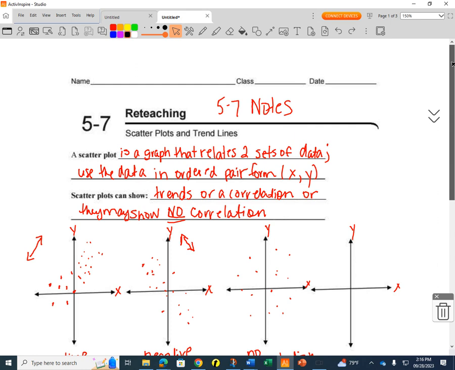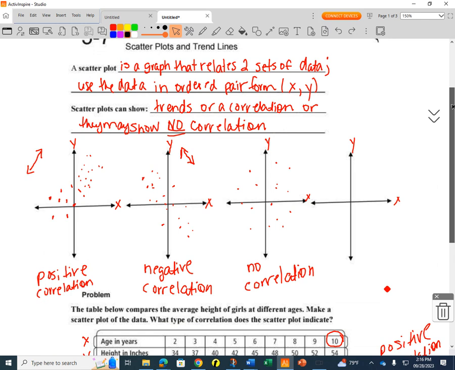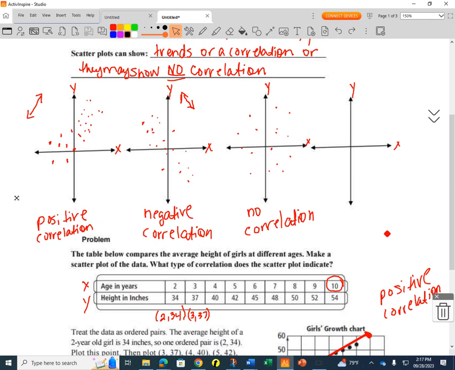So, we talked about what a scatter plot is. It relates two sets of data, and we can represent those two sets of data as ordered pairs. And when the points are plotted as a scatter plot, we can sometimes see if there's a correlation or relationship between the two sets of data. If in general it's going up from left to right, we could say there's a positive correlation. That means they're both going up or both going down.